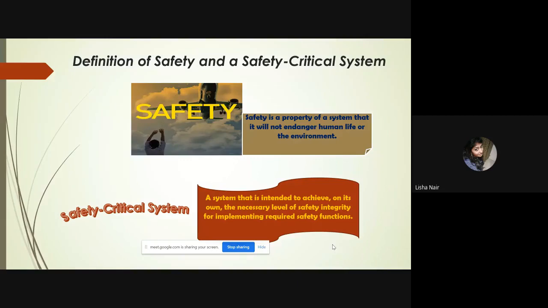What a safety critical system does is it's intended to achieve its own level of safety integrity. We have to implement certain safety functions. So when I say I work on flight control systems, it means the controlling of flights.